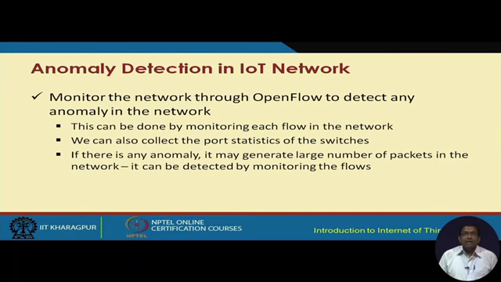Anomaly detection can also be performed in an IoT network using SDN or OpenFlow. Here it is required to monitor the network through OpenFlow to detect any anomaly, which can be done by monitoring each flow in the network. It is also possible to collect different port statistics at the different switches, and from these statistics anomaly detection techniques can be implemented and different anomalies can be found.